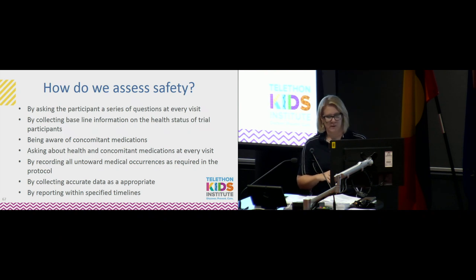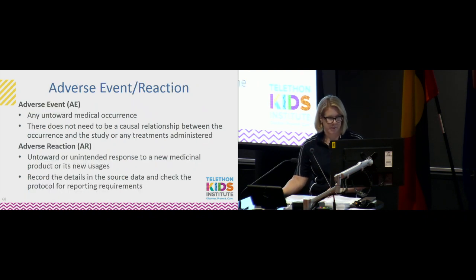You must be aware of any concomitant medications they were taking at the start, because again, any change might trigger a safety event. You then record any of those medical occurrences as required in the protocol, and you collect data as appropriate and reported within specific timeframes. So I'm going to just run through what they are.